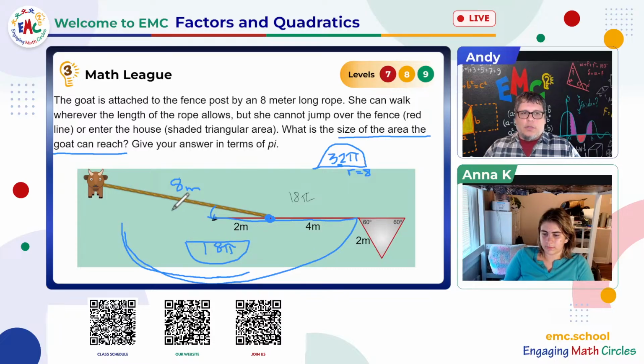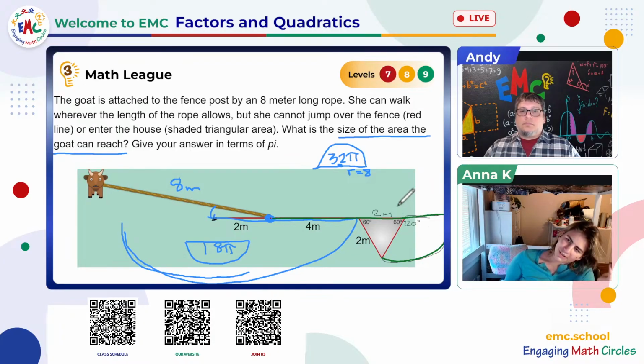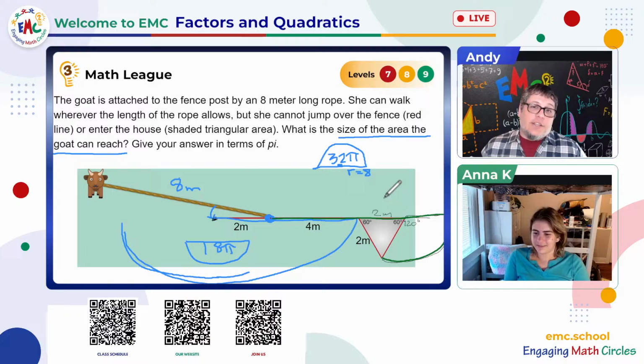But wait, there's more. Because this is an equilateral triangle, this makes this 2 meters as well. And because the goat cannot go in the house, there is this 120-degree angle where the goat can roam around. I was going to say that's a cow. It's clearly a goat.